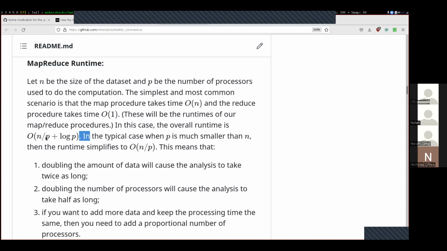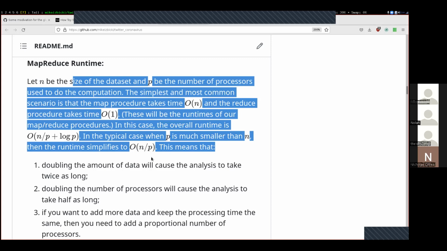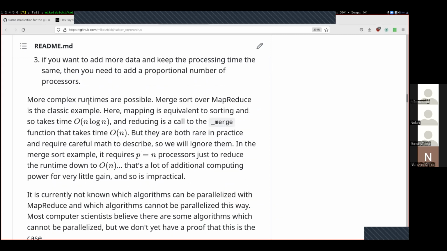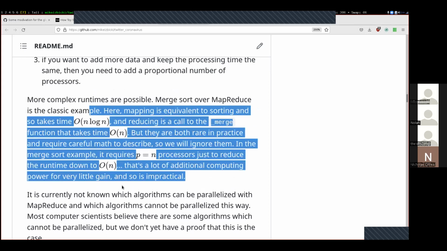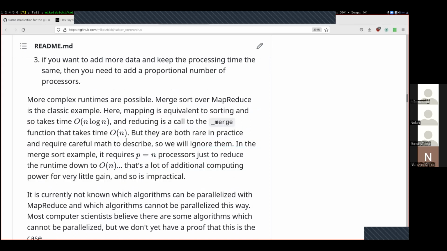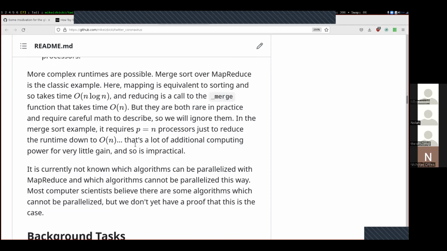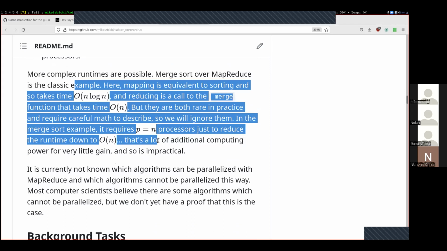The p is typically much, much smaller than the n. So we get this factor over here of O of n divided by p. In this case, we have 80 processors, and so we'll get an 80-fold speed up by using this MapReduce system. That's the basic summary of this runtime analysis. There are more complicated runtimes of MapReduce. These other paragraphs down here go into a little bit more about them. I recommend reading through it, but you're not going to be quizzed or tested on it, so it's not imperative that you fully understand this stuff.